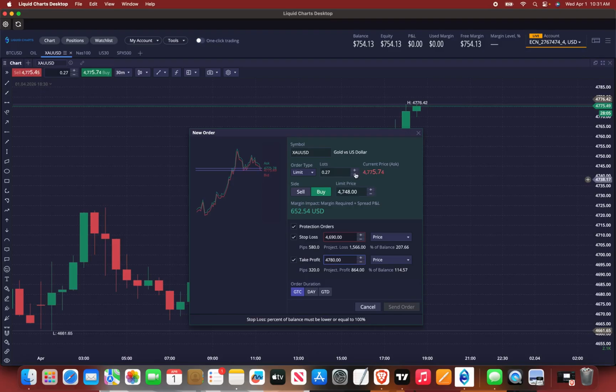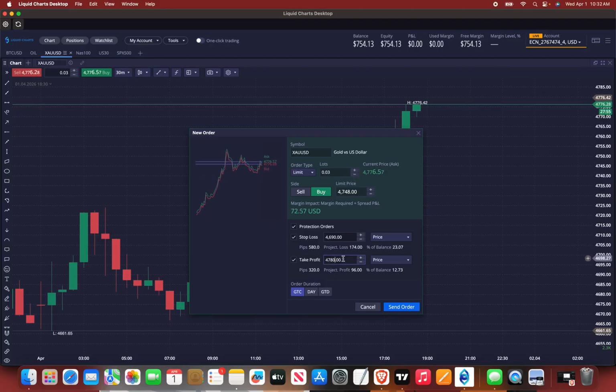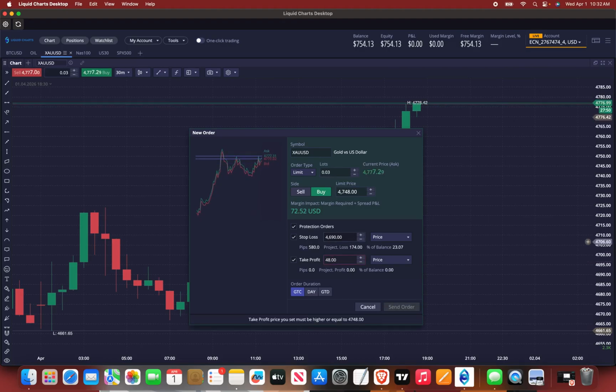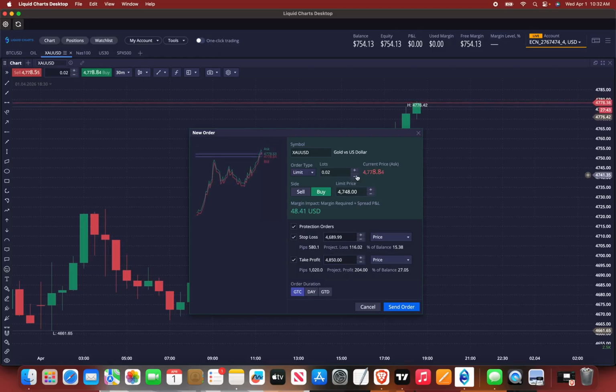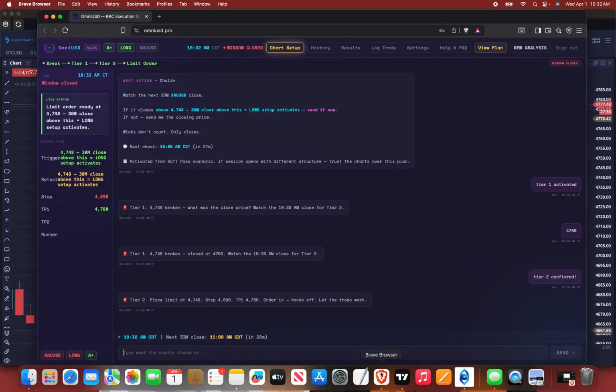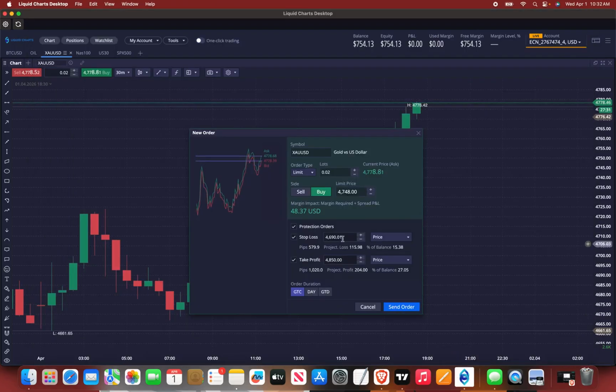Let's bring this down so we're not risking that much, guys. We're gonna make this one 47,800, guys. 800 or 850. Let's do that one. And we're gonna risk this one. What was the stop loss for this one? Stop loss was 46.90. All right, that's about right. Put that in.